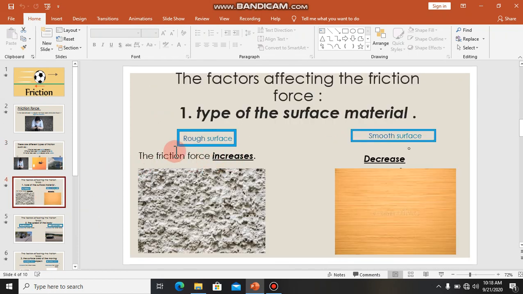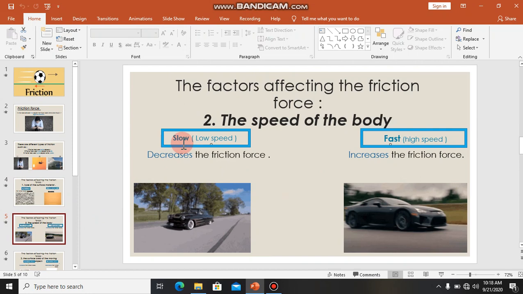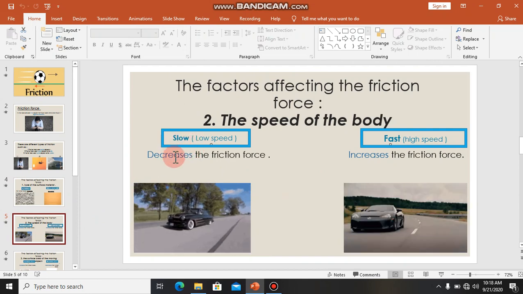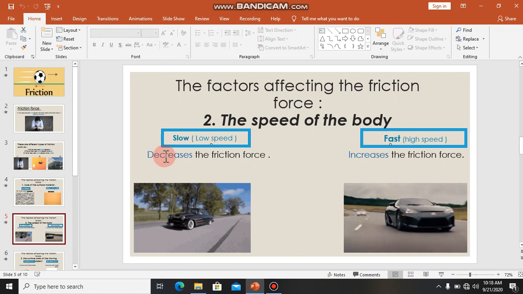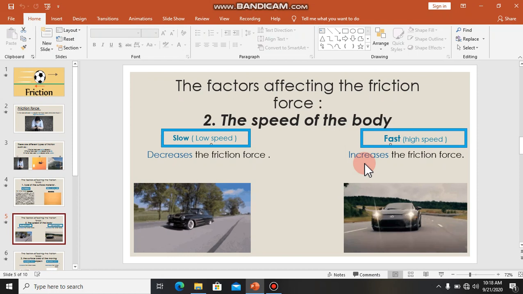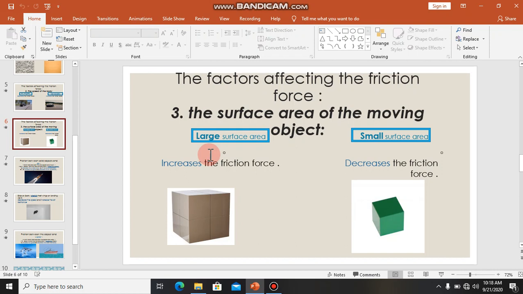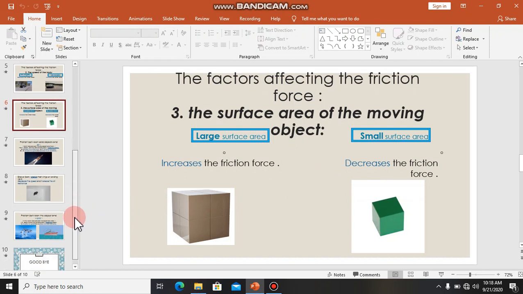If the friction is on a rough surface, the friction force increases, while on a smooth surface it decreases. And if the object is moving slowly or at low speed, what will happen to the friction? Decrease. While when the car moves fast, the friction force increases. After that, if we have a large surface area, the friction force increases, and vice versa. If it's a small surface area, what will happen? Excellent, the friction force decreases.